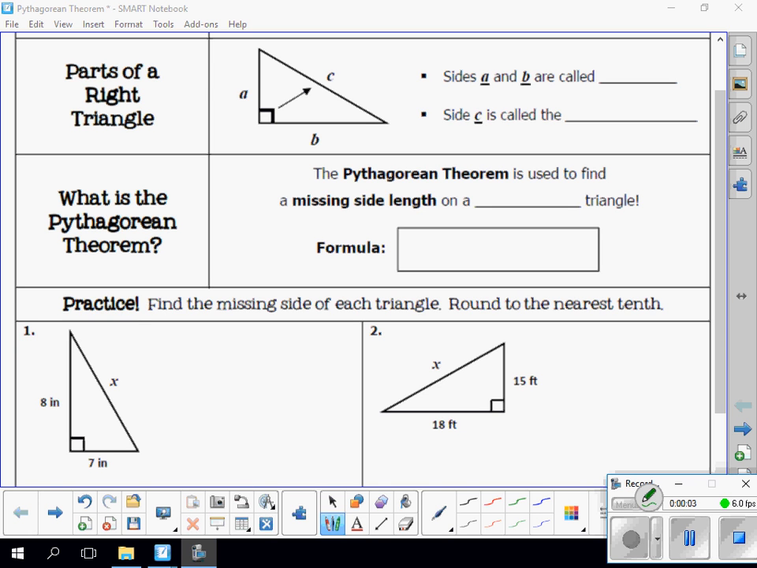Alright guys, today we are going to be talking about right triangles and how to find a missing side length in those using the Pythagorean theorem. So we are in our chapter 6 note packet on page 1.